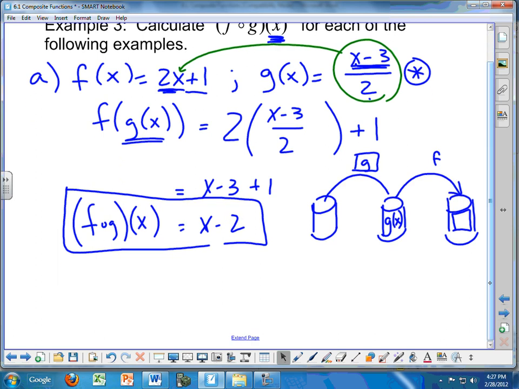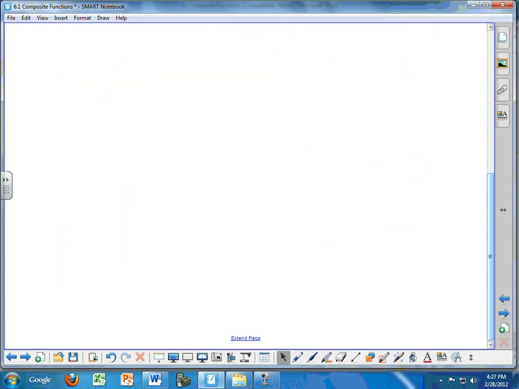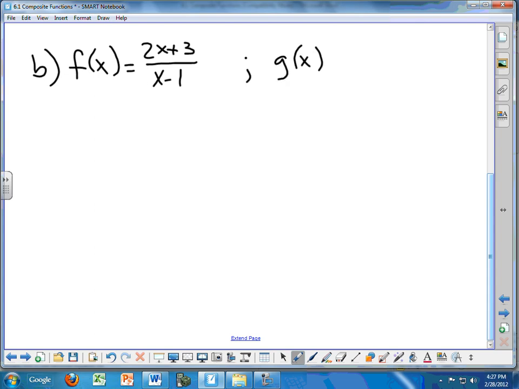Well, finally, I want to finish out with the hardest of the computations, and that is this one. It's a situation where the two functions are rational. So f of x is something like 2x plus 3 over x minus 1. G of x is also rational, x plus 3 over x minus 2.